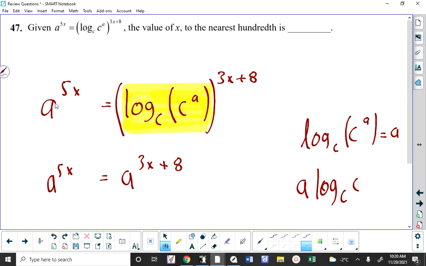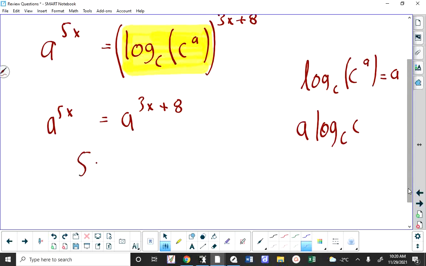Anyway, now what you would do here, Liam, is you would just write 5x is equal to 3x plus 8. Subtract 3x from both sides, get 2x equals 8, so x equals 4. Good? Other questions? Go ahead.